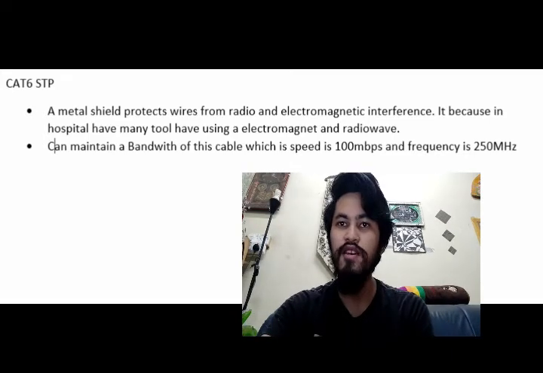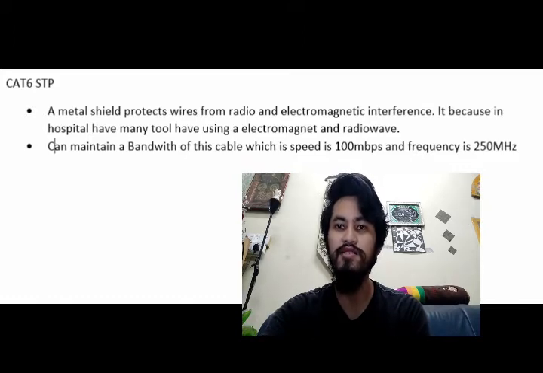So with that protection, we can maintain the bandwidth of this cable, which is a speed of 100 Mbps and a frequency of 250 MHz. Okay, that's all.